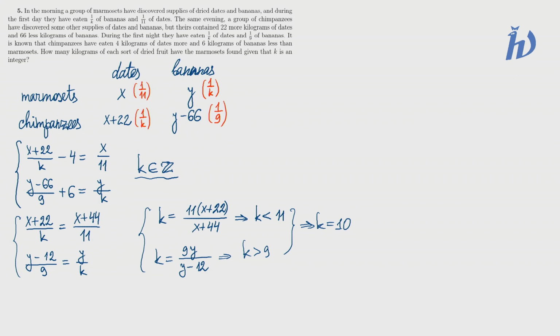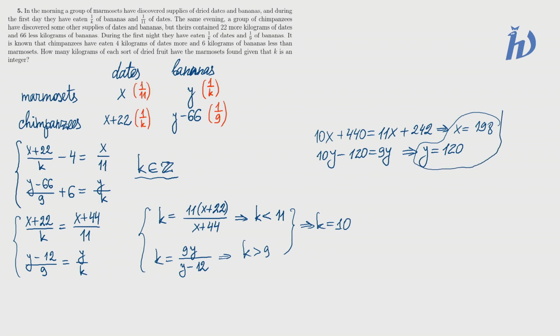And knowing the value of k, we can substitute it here and express the corresponding values of x and y, so there is some technical part of the job left for us to do. So if k is 10 and I multiply both sides of this one by the denominator, I'll get 10x plus 440 is equal to 11x plus 242, and so x is equal to 198. As for the second one, we'll get that 10y minus 120 equals 9y, and it is even simpler than the previous one, so y is equal to 120.